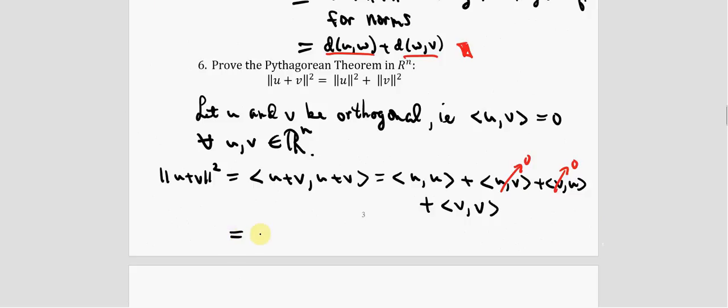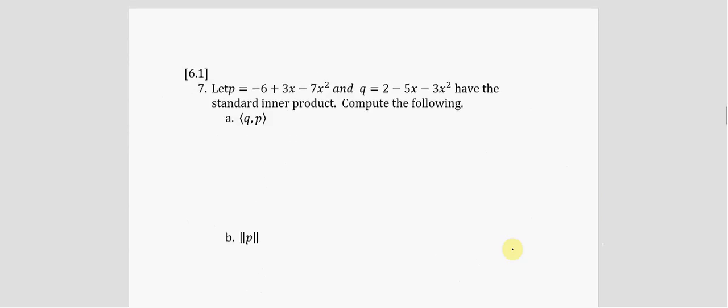And so what we end up with is the inner product of u and u plus the inner product of v and v. But by definition, the inner product of u with itself is the norm of u squared, and the inner product of v with itself is the norm of v squared. You're done. Let's move on.